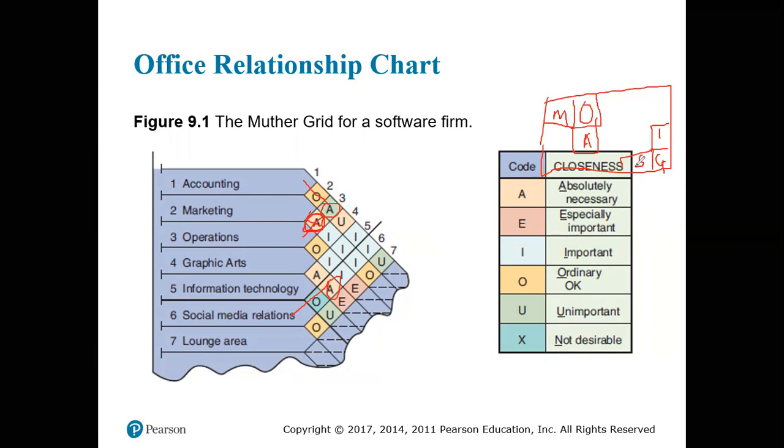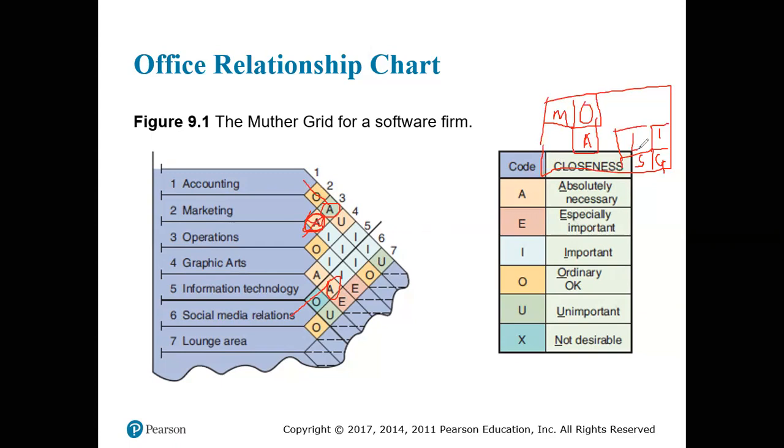The next step is to go down and figure out what's on our second level, our especially important activities, not as important as our absolutely necessary activities, but also pretty important to have next to each other. So in this graph here, I see an E, two E's actually. There's an E between graphic arts and the lounge. So graphic arts and the lounge. So let's maybe put the lounge here for now.